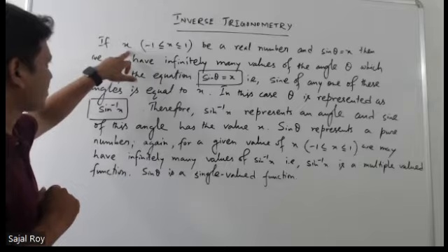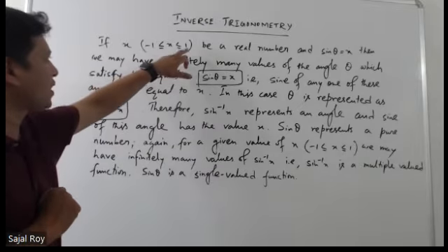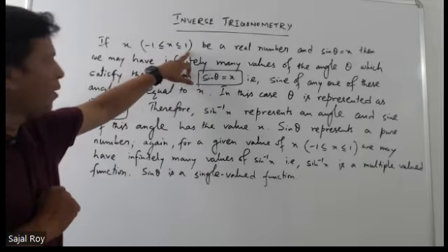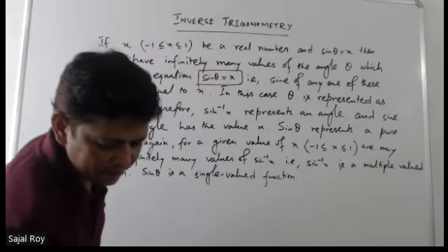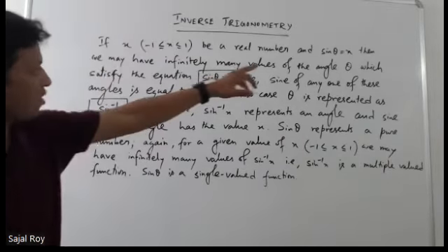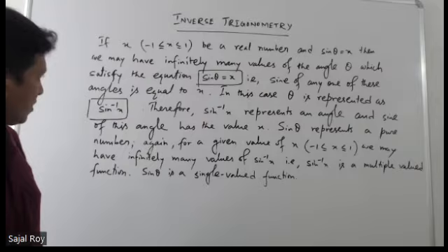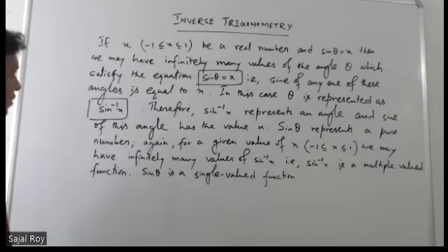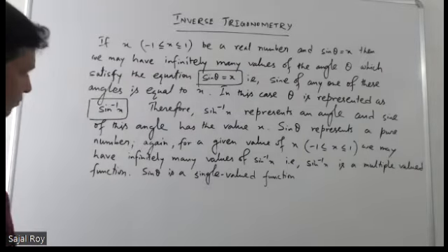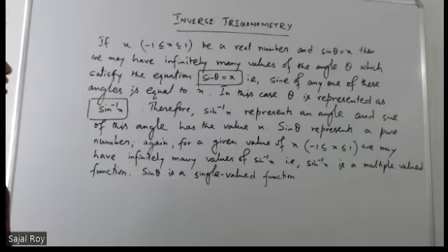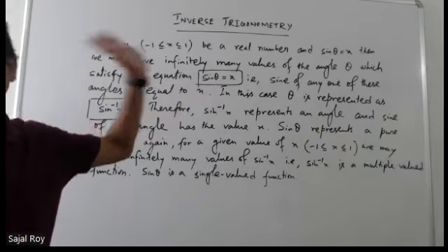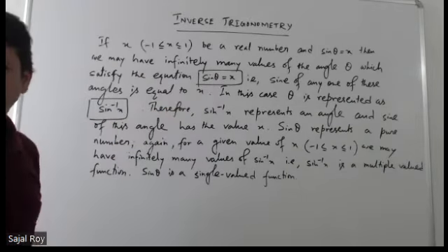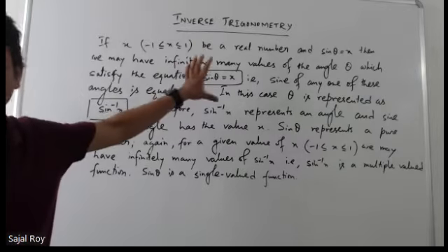If x, with minus 1 less than or equal to x less than or equal to 1, be a real number, and sin theta equals x, then we may have infinitely many values of the angle theta which satisfy the equation sin theta equals x. Let us try to understand this part.